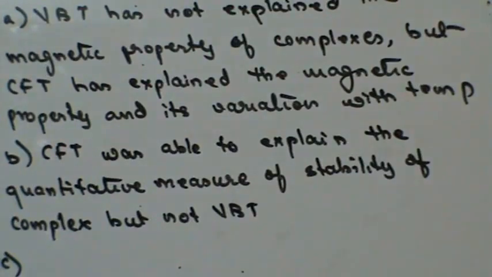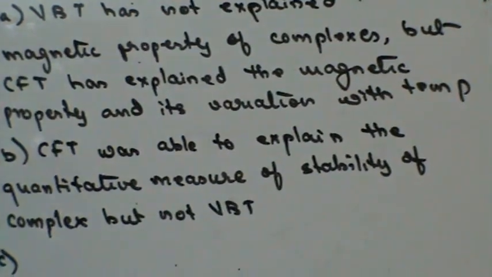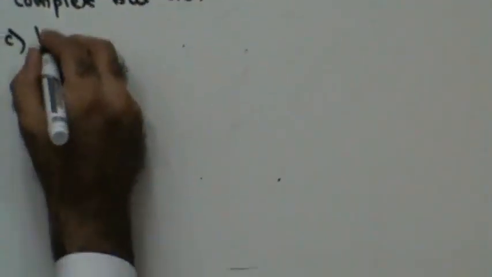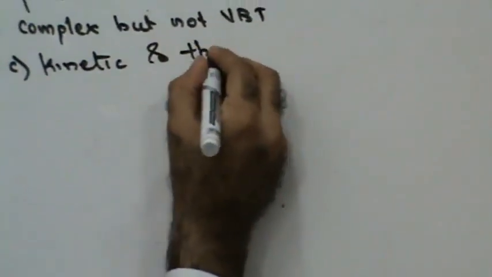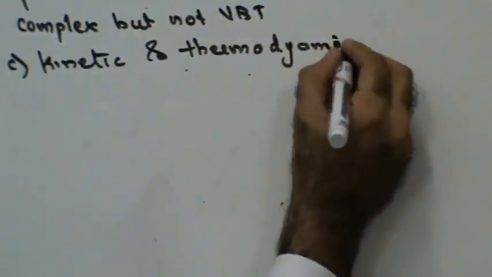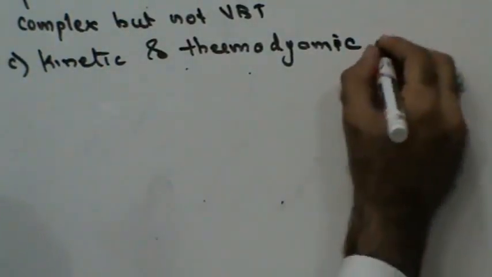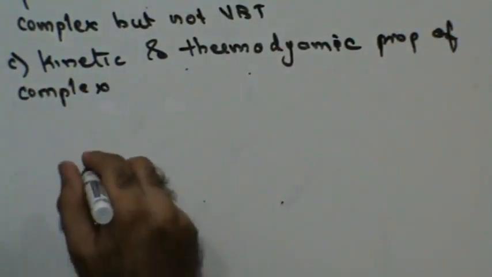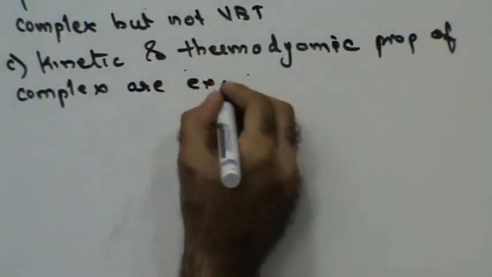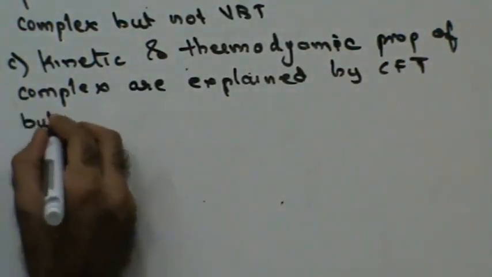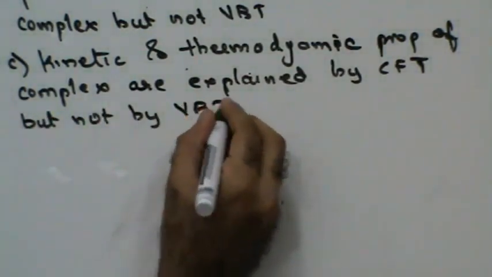Next, the kinetic and the thermodynamic properties of a complex are explained by crystal field theory but not by the valency bond theory.